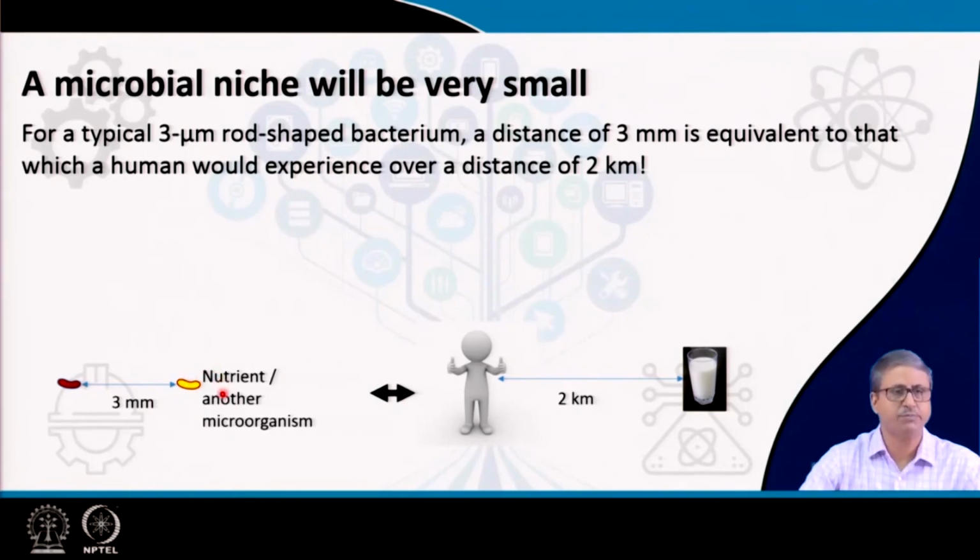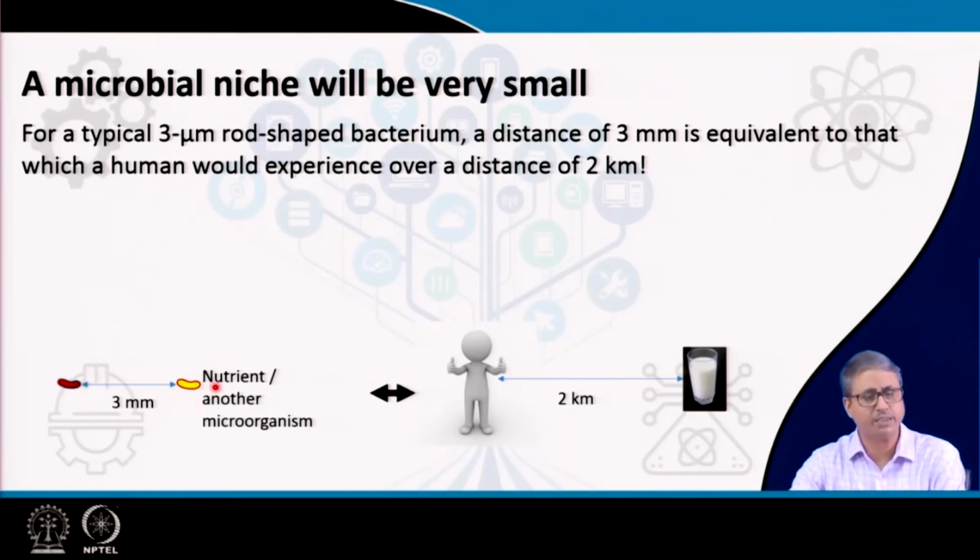So, the point is that a typical 3 micron cell will experience a huge distance related factor, because this 3 millimeter gap between the nutrient molecule, or another species that might be producing something or consuming something in which this species has some interest, is equivalent to a distance that a human would experience over a length of 2 kilometers.